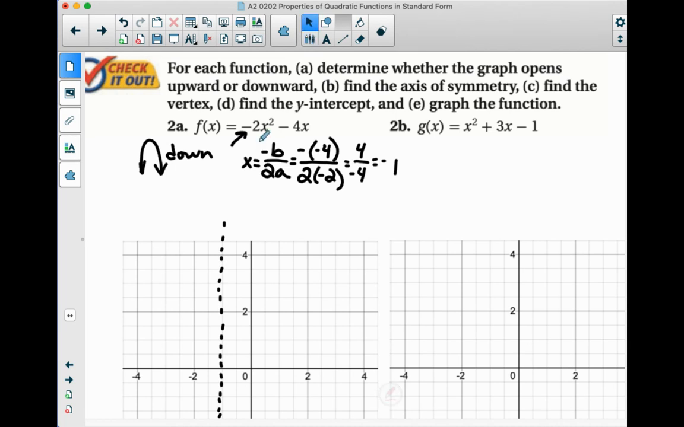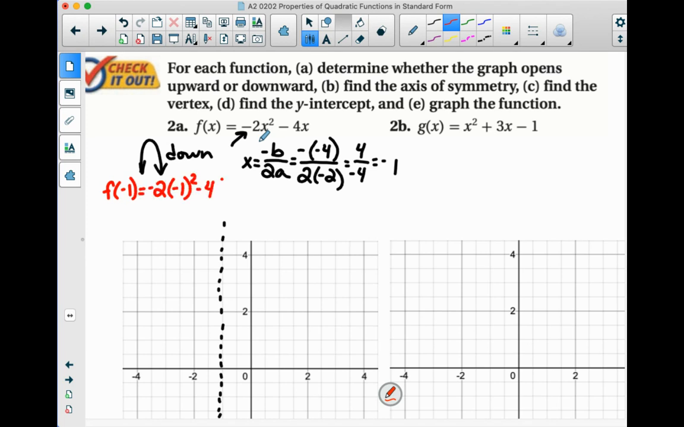Then we need to substitute in that value. F of negative 1. Negative 1 squared is 1 times negative 2 is negative 2. Negative 4 times negative 1 is positive 4. Negative 2 plus 4 is 2. So we put in negative 1. We got out positive 2. This is our vertex. Right there.